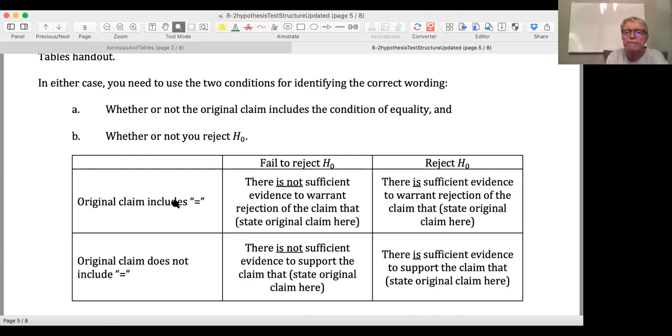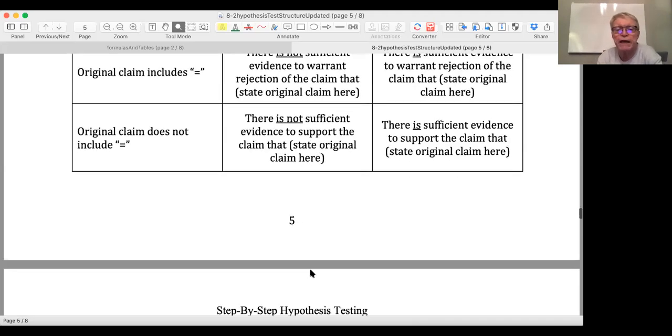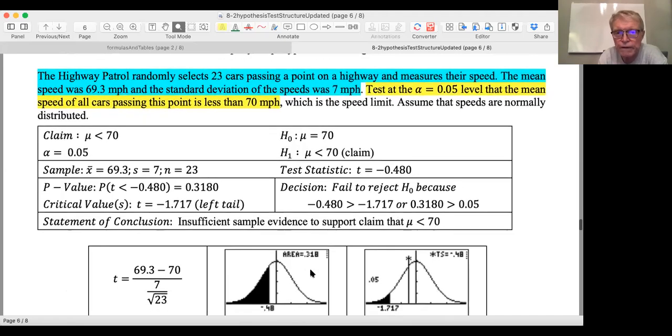You'll notice that if the claim includes equality, no matter whether we reject or fail to reject, we're talking about warranting rejection of the claim or not warranting rejection of the claim, okay? And if the claim does not include equality, it's all about whether we're supporting the claim or not supporting the claim, okay? So let's take a peek at these problems, all right?